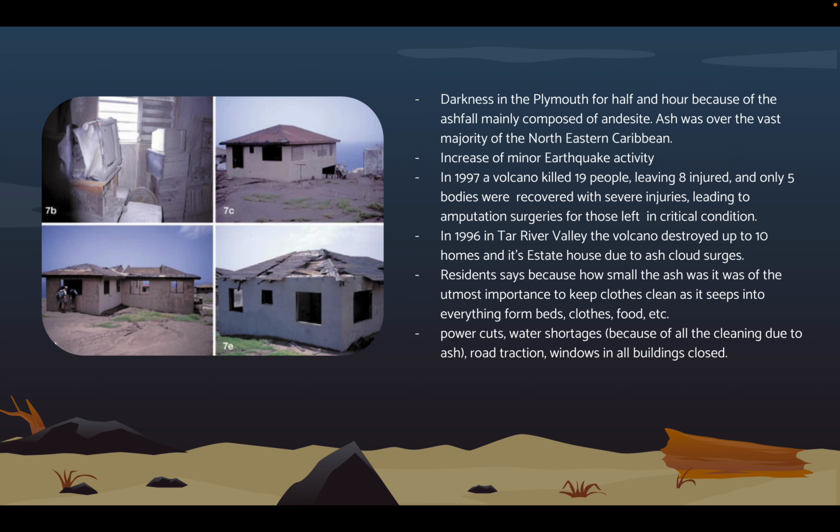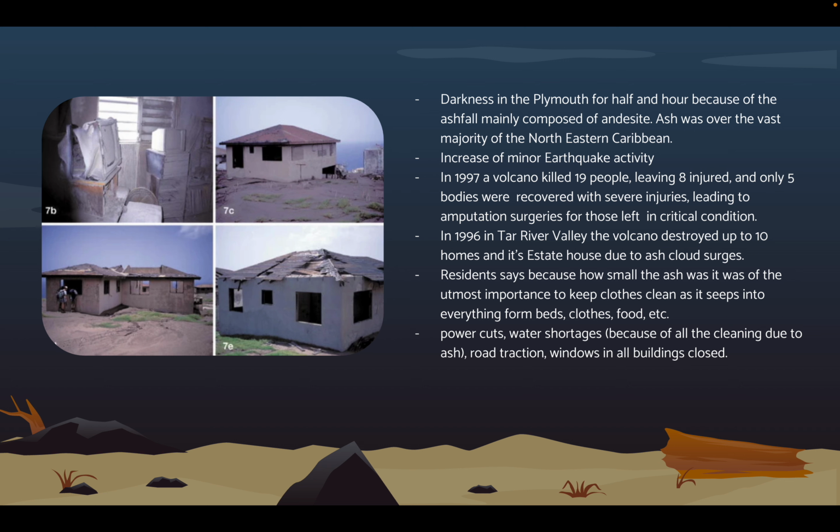And in terms of what I previously talked about, future eruptions in the volcano, there was one in 1997 that killed 19 people and left 18 injured, and there were 5 bodies recovered with severe injuries on them, and there were some people that had to get limbs amputated, and that can tell you the catastrophic impact of that eruption following the 1995 one.